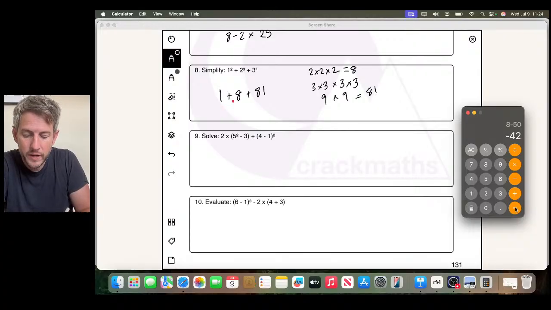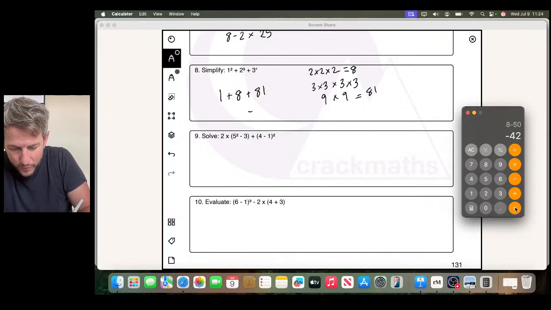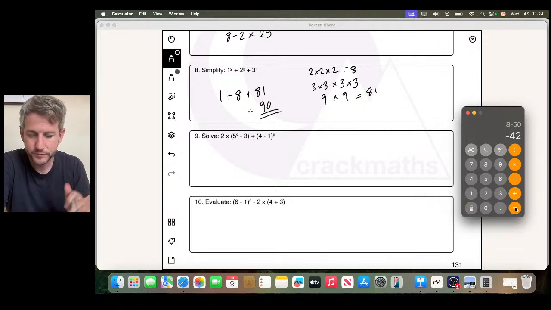So we're going to have 1 add 8 add 81. Well, 81 add 1 is 82. And then add the 8 will take us up to 90. So that will equal 90. And then let me underline that because that is our answer.